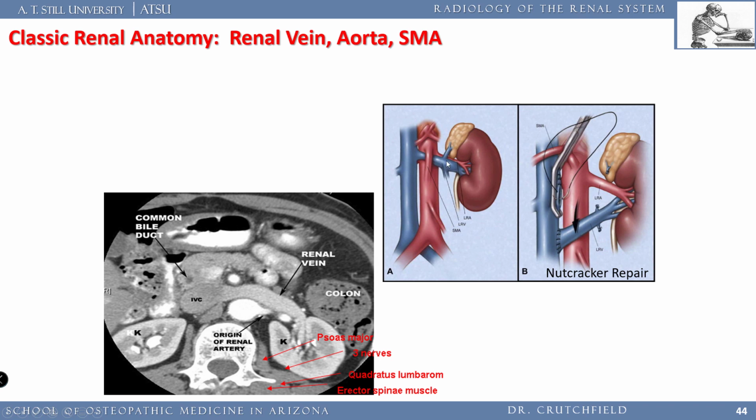We divide the renal vein off of the inferior vena cava, and then we just implant it down a little more distal so it can't get pinched by the superior mesenteric artery.